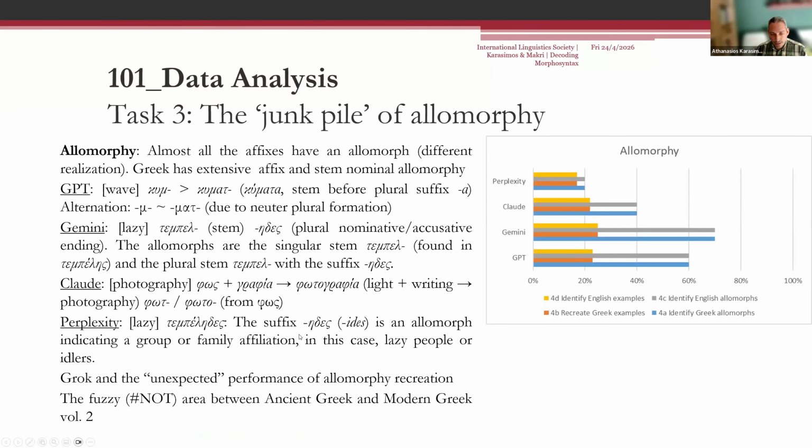In the third task, we try to deal with allomorphy. Allomorphy has to do with unexpected and unpredictable changes of the stem, or usually of the morphemes. For all of them, the score generally speaking was not satisfying. We have several issues both in the stem allomorphic analysis and in the morpheme allomorphic analysis. The only LLM that provided an amazing performance is Grok.